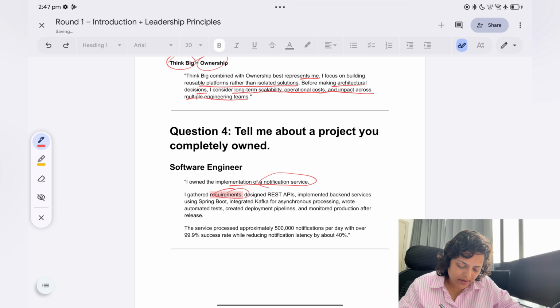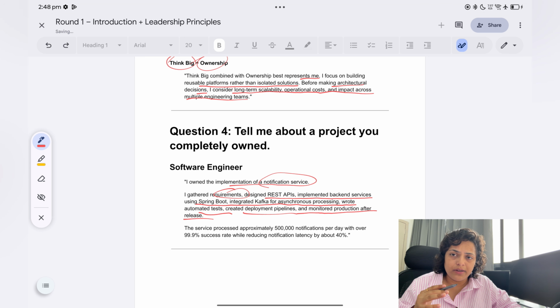So now I gathered requirements, designed REST API, implemented backend services using Spring Boot, integrated Kafka for the asynchronous processing, wrote automated tests, created deployment pipeline, and then monitored production after release. So all the complete product life cycle, you can say.